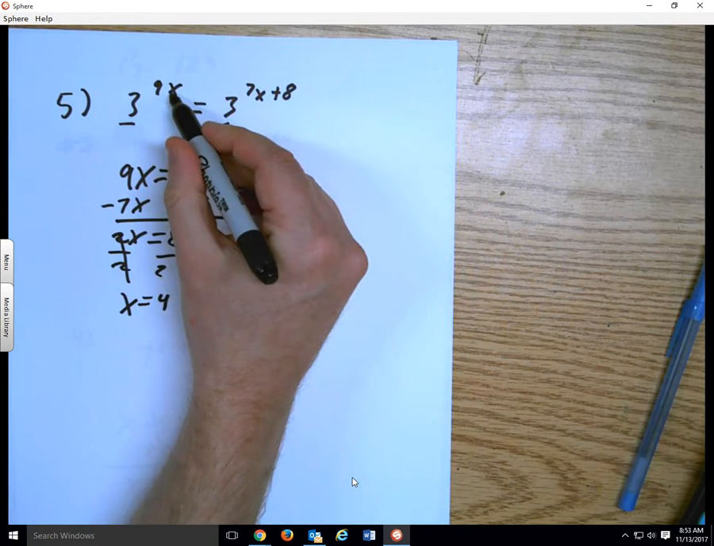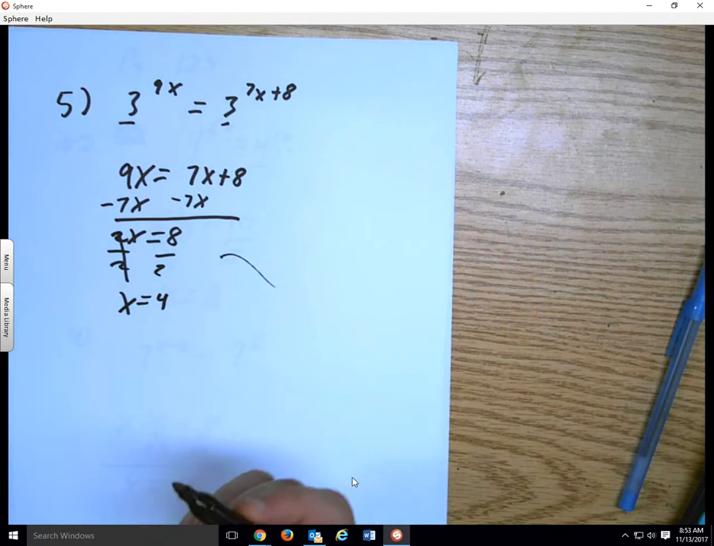So this up here was a 4, and this up here was a 4. And we could check it by substituting it back in if we wanted to. Okay?